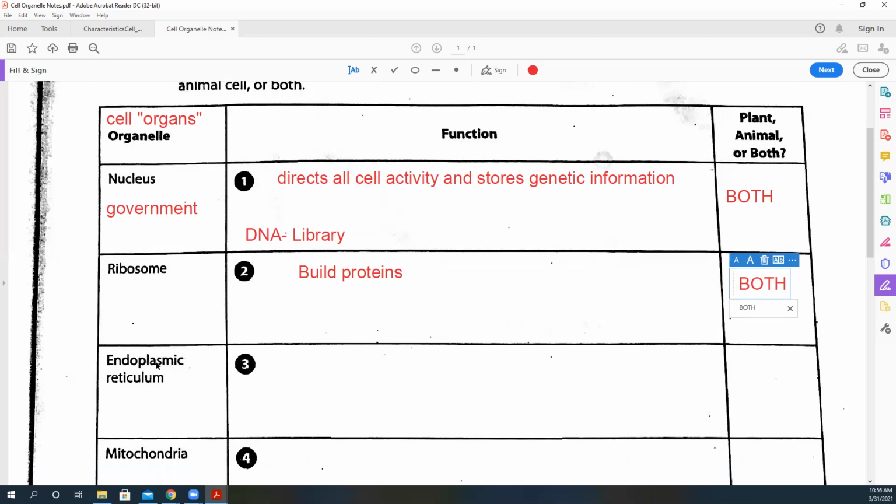All right, endoplasmic reticulum. How many of you have ever heard that word before? Okay, so again, these are new words, so if we can relate them to something that we know, it makes it easier to understand what they do. We have two different kinds of endoplasmic reticulum. We have rough and we have smooth.